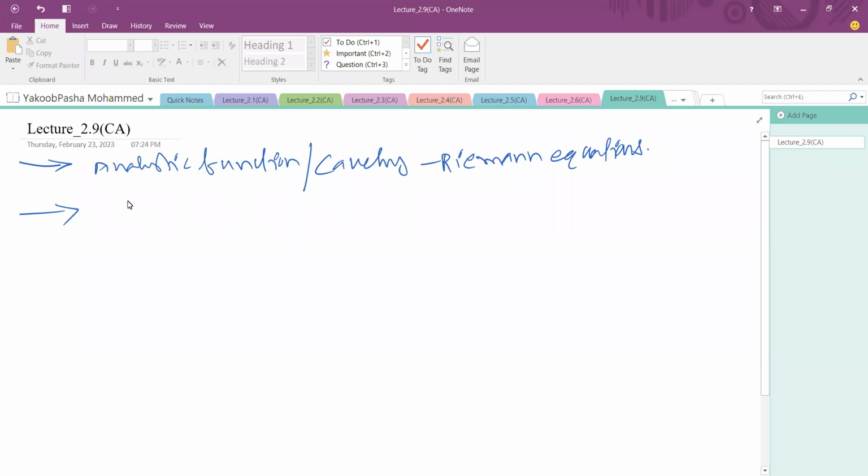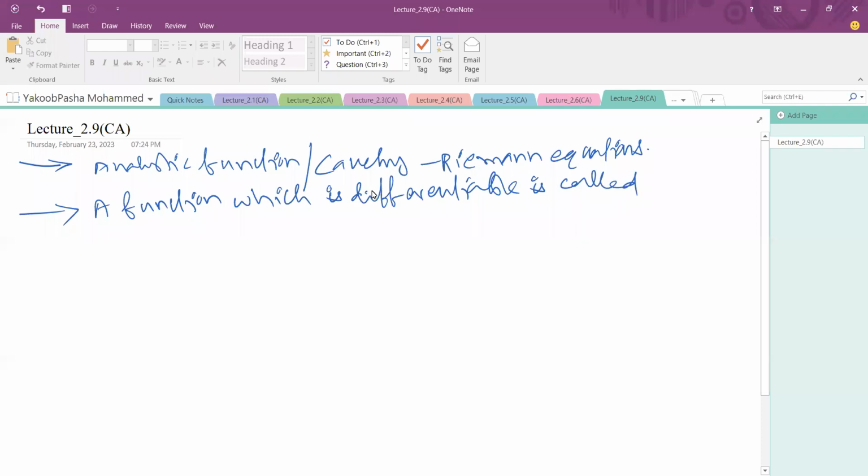First, I am recalling the definition of an analytic function. A function which is differentiable, simple definition, is called an analytic function. The word we are replacing differentiable by analytic. The function which is differentiable is called an analytic function. In place of differentiation, we will use analytic function.